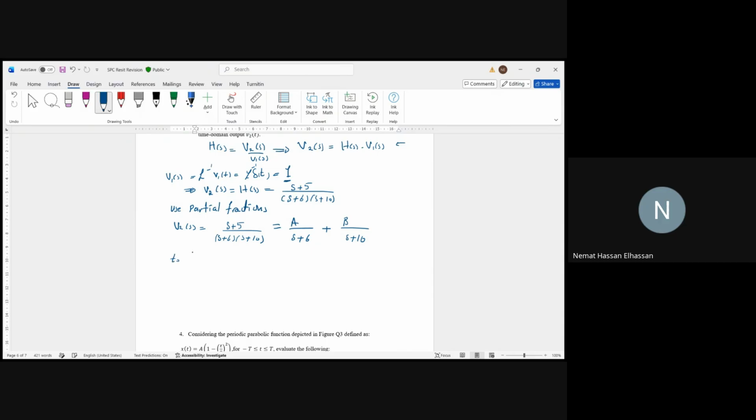So to find A, we multiply by the denominator of A, which is s plus 6, and let s equal negative 6. So what do I get from that? We multiply here by s plus 6, s plus 6, s plus 6. These will cancel each other out. These will cancel each other out.